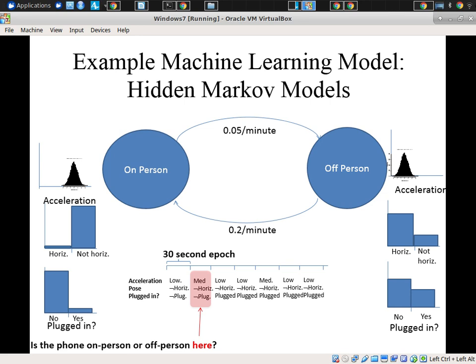So the idea here is something like this. And for simplicity and ease of depiction, I've indicated two possible states. One is an on-person state. The phone is on my person, and I'm interested in recognizing periods of time using Ethica data where I'm carrying the phone, and therefore that data is representative of me, versus where I'm not carrying the phone. It's off my person. You know, my phone is sitting on a seat somewhere, right?